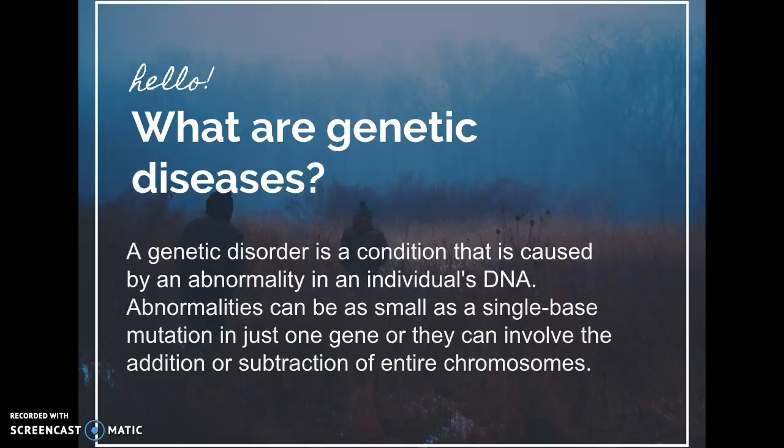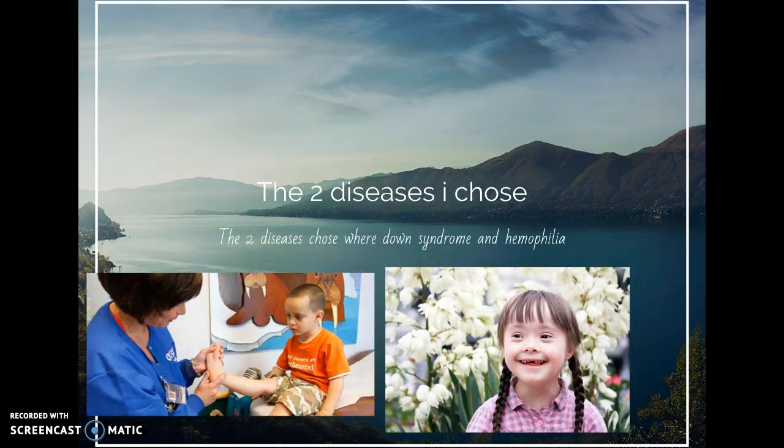Abnormalities can be as small as single base mutations in just one gene, or they can involve the addition or subtraction of entire chromosomes. The two diseases I chose were Down syndrome and hemophilia. We have a child with Down syndrome on the right and a child with hemophilia on the left.